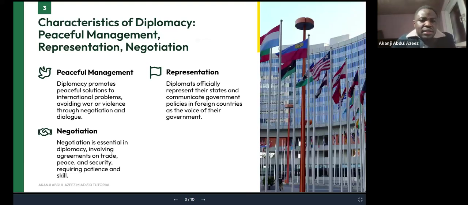The number one characteristic of diplomacy we have here is peaceful management. Not just peaceful management of anything, but peaceful management of international relations. One of the main characteristics of diplomacy is that it promotes peaceful solutions to international problems.